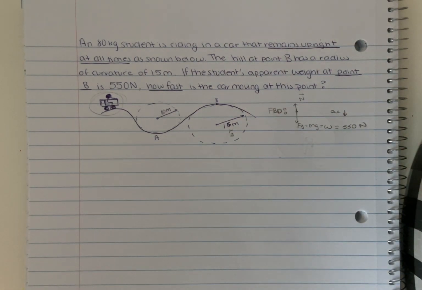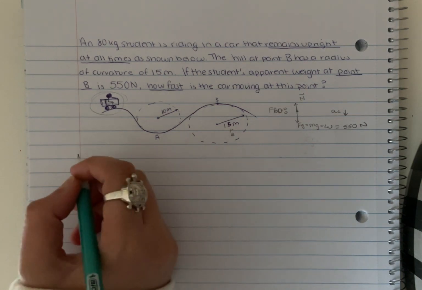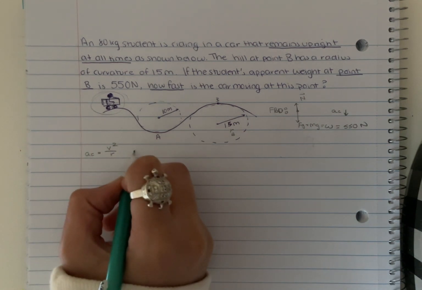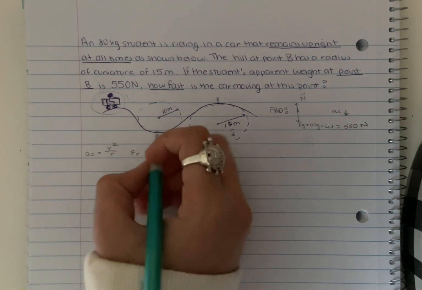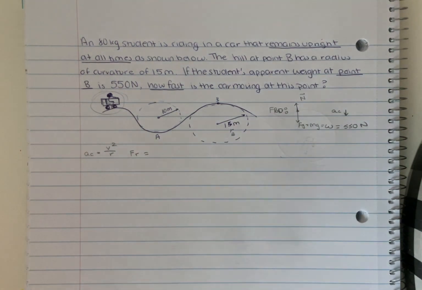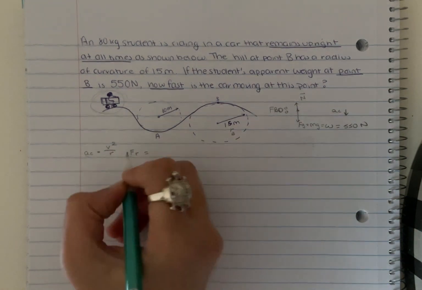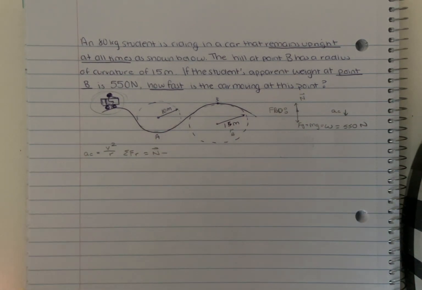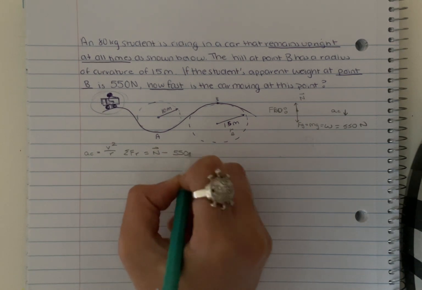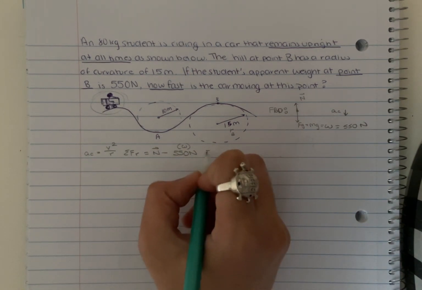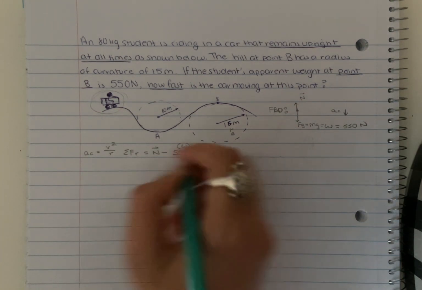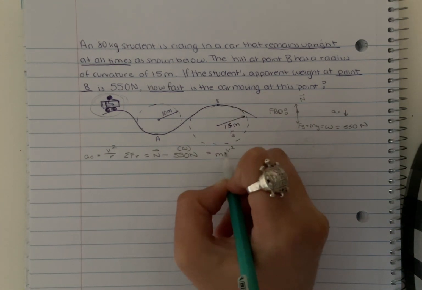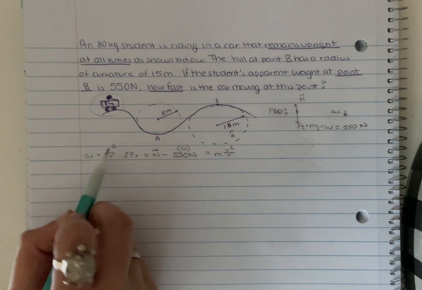So we're given that. So what we can do, and remember that centripetal acceleration is equal to v squared over r, by Newton's second law, where force is equal to mass times acceleration, we can set up a formula. Normal force minus 550 newtons, which is the weight at point B, equals mass times acceleration, which is centripetal acceleration in this case. So mass times v squared over r.